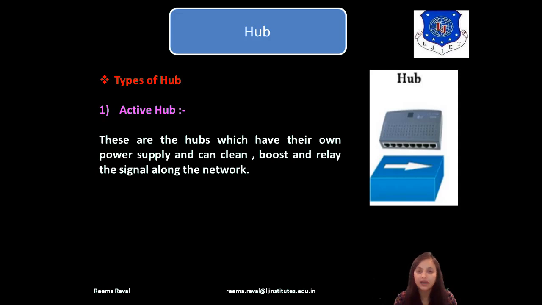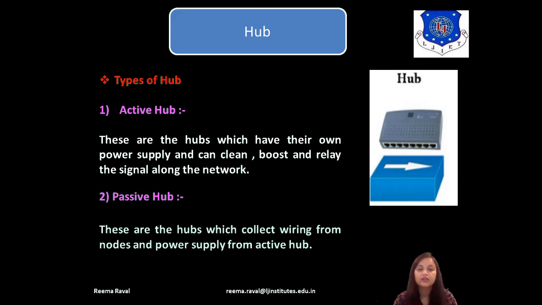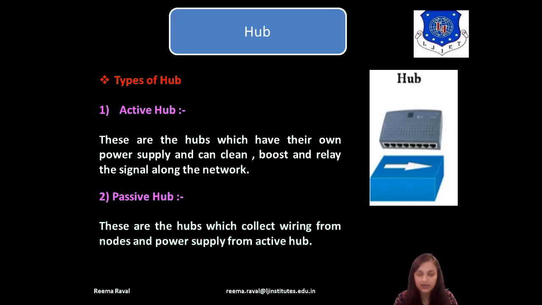That means whenever active hubs are used in a particular network to connect some networking devices, they have their own power supply. It is not required to give external power supply to them. And the second type over here is passive hub. That is exactly opposite to that of active hub.